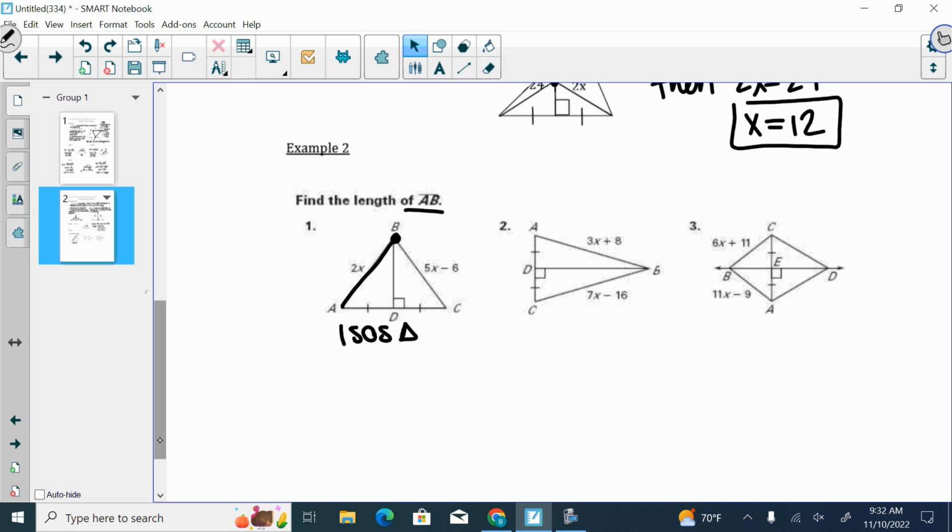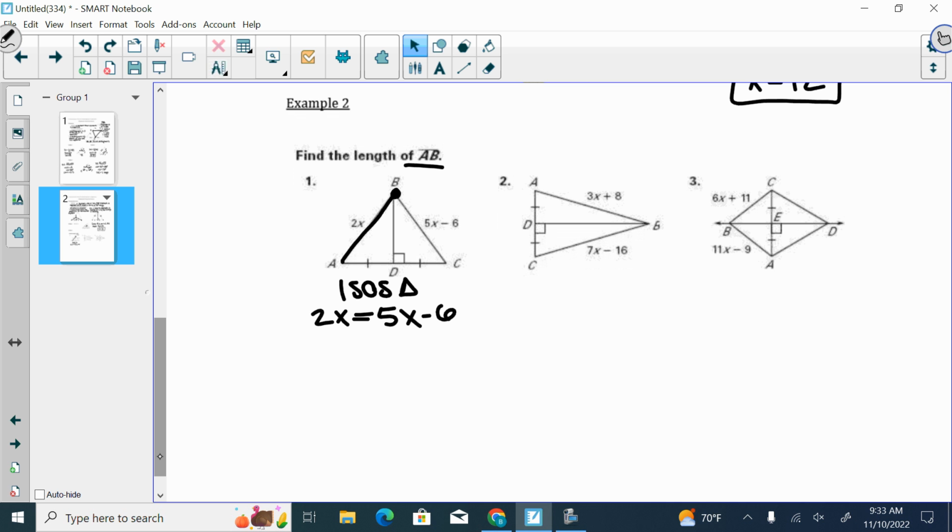So what does that mean about the side AB and the other side that has some values listed for it? They're congruent, right. So I should have that 2x is equal to 5x minus 6. All right, so what would I do first? Good. So now I have negative 3x equals negative 6. Therefore, x must be, good.